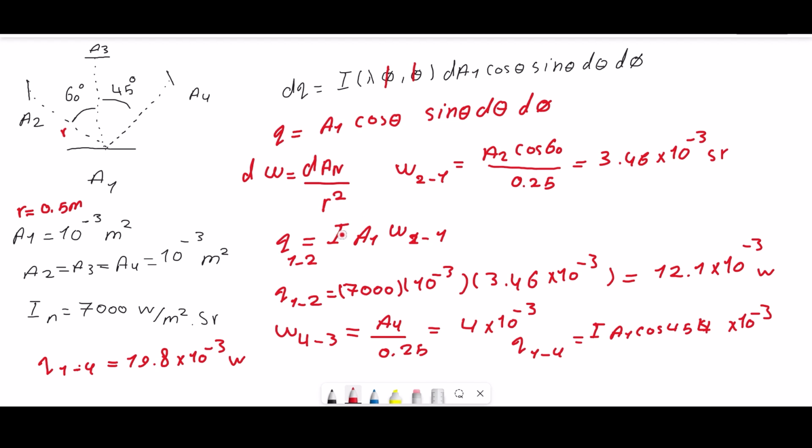And you might notice that we have considered I equal for all of these surfaces, and as we said at the beginning, surface A1 is a diffuse emitter, so the intensity of radiation in every direction is equal, so we can use the same I for finding the heat transfer in every direction to every surface.